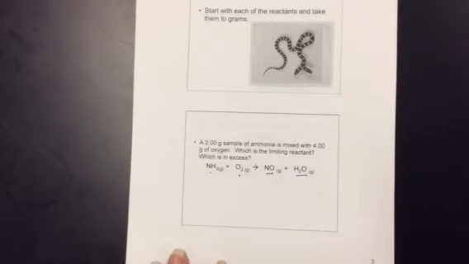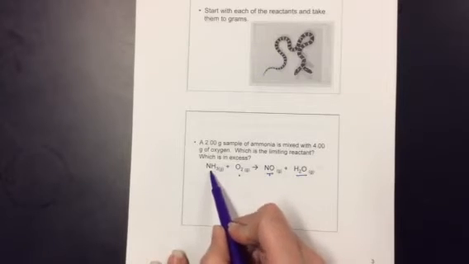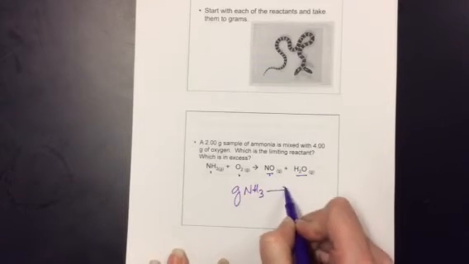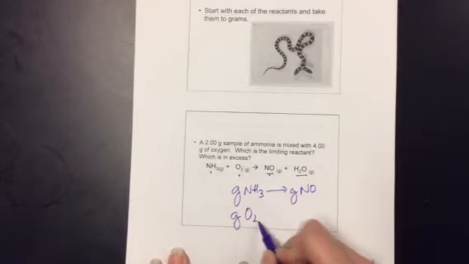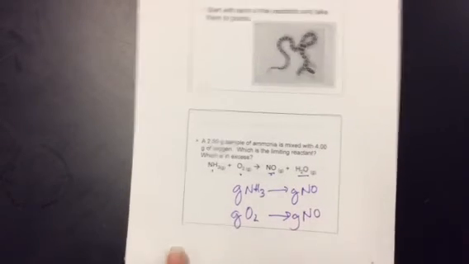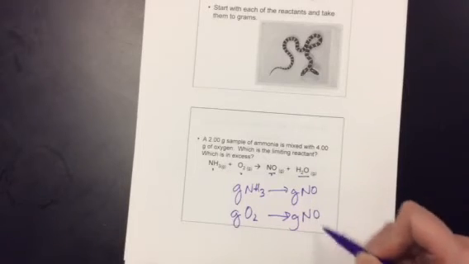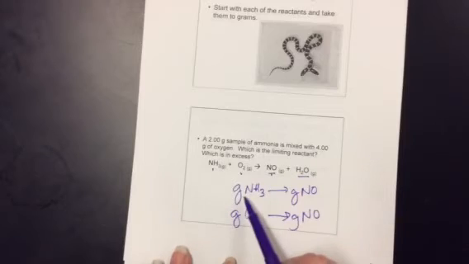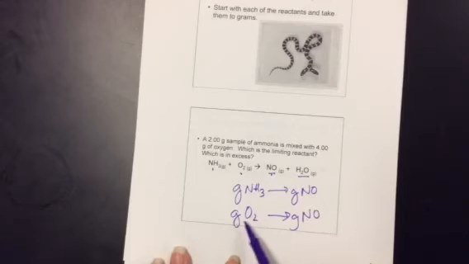It doesn't matter which one you choose, but if you choose nitrogen monoxide, you're going to use that for ammonia and for oxygen. So you're going to go grams of NH3 to grams of nitrogen monoxide. You'll do grams of oxygen and figure out how many grams of nitrogen monoxide that you can make. Or if you choose water, you can fill in water there. But in either case, you have 2 gram to gram problems, one going from grams of ammonia to grams of product, grams of oxygen to grams of product.